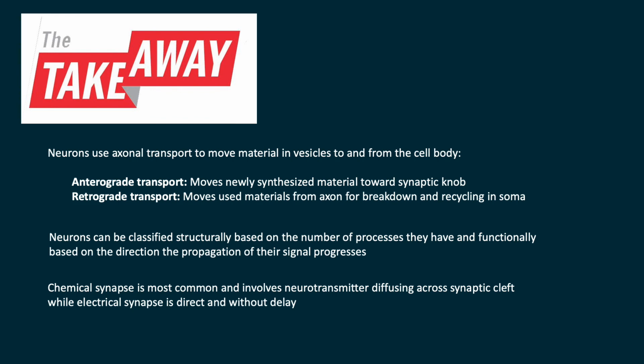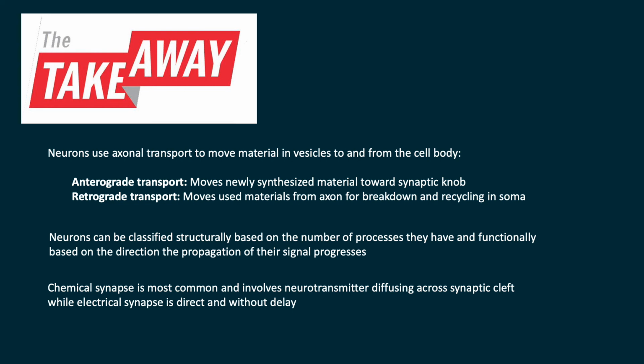Right, the takeaway from today, we've seen that neurons use axonal transport, and they do this to move material within vesicles to and from that neuronal cell body. With anterograde transport, we're moving that synthesized material toward the synaptic knob, and with retrograde transport, this often involves moving used vesicles back to the body for recycling.